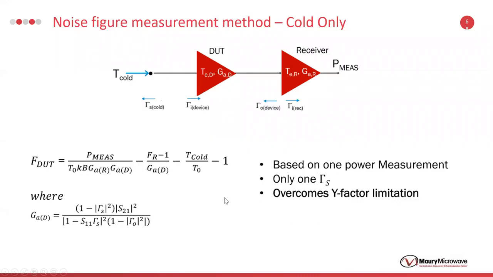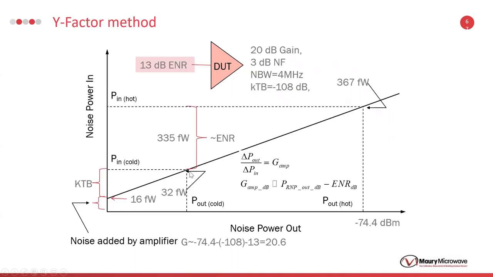Also, the Y factor needs to measure the power at the hot and cold. If, for example, the receivers are compressed between the hot and cold, then you won't be able to get the noise power. The other thing is, if the device has a very low noise power, or noise figure, then the measurement error will cover this noise figure. So it becomes very difficult to measure the noise figure of devices that have low noise figure using the hot cold method, because of all the uncertainties that we are adding.